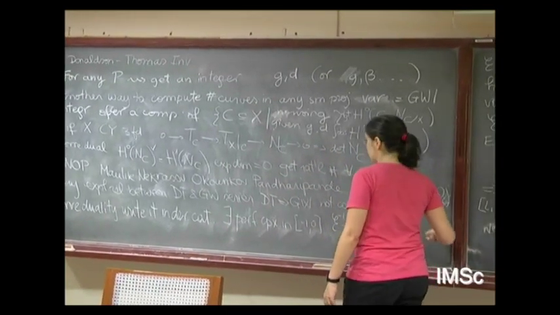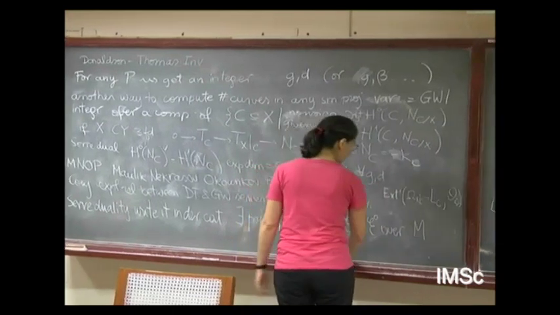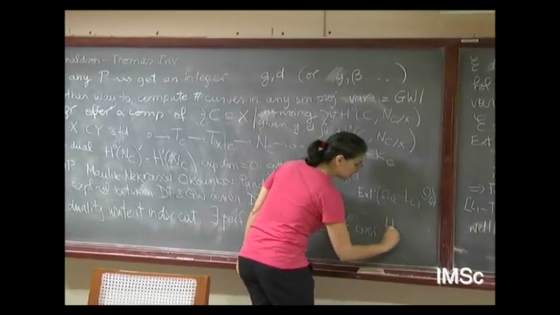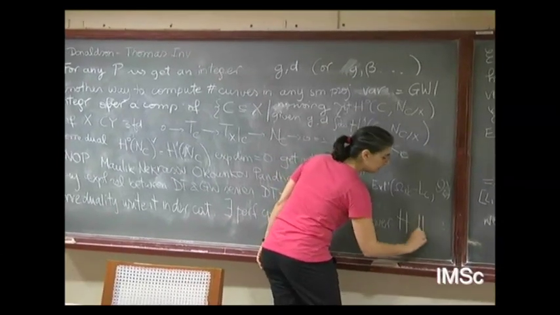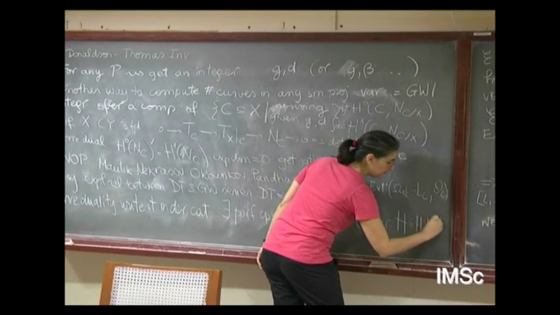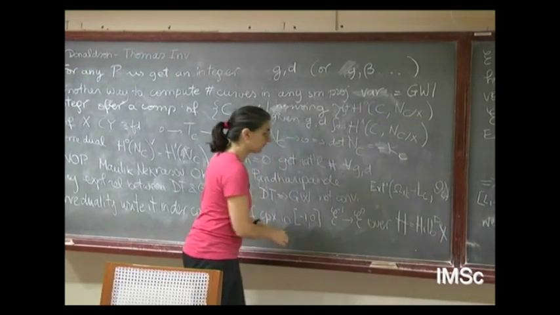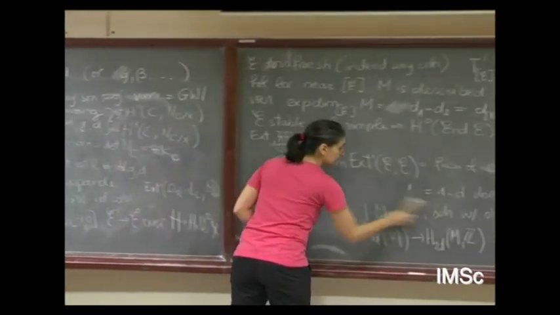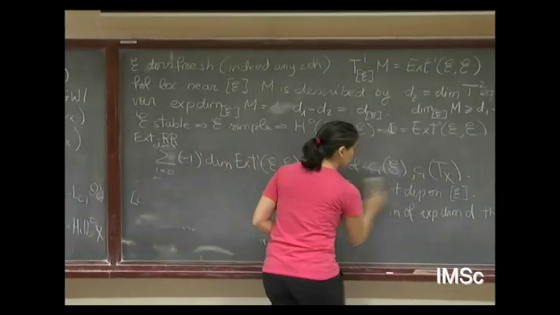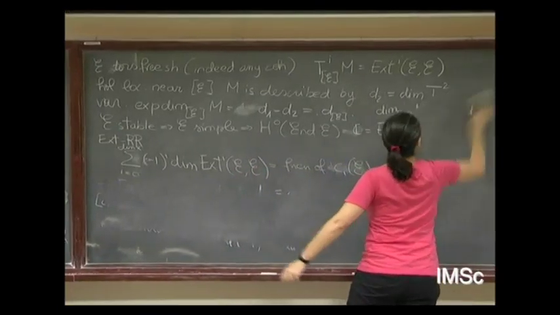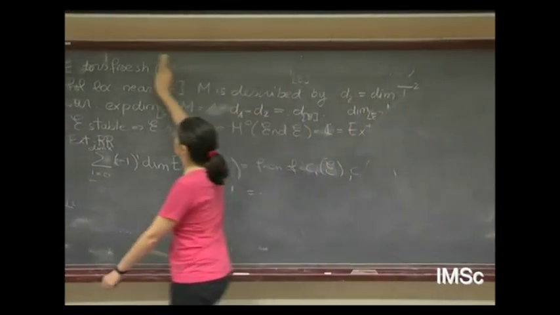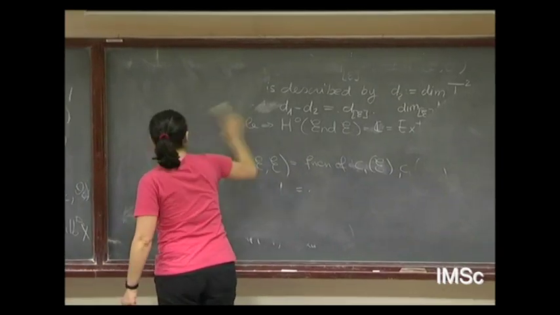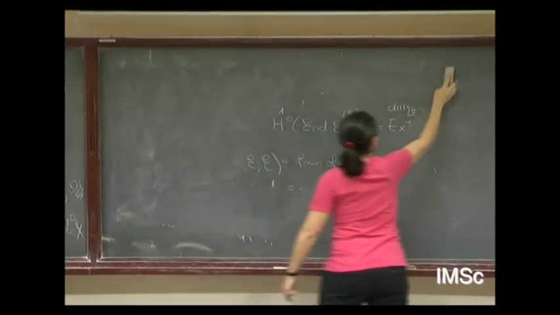over M. Let me just work with a Hilbert scheme, over H, one Hilbert P of X, with the property that at every point the complex computes tangent and obstruction.